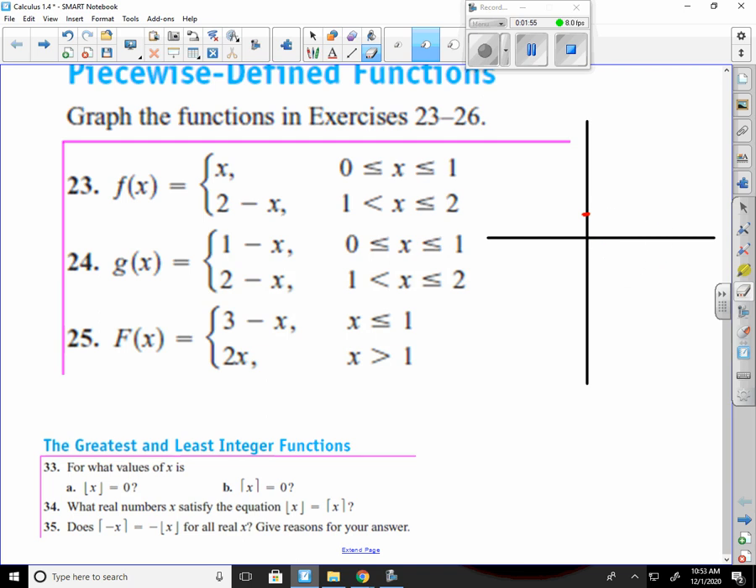Number 24, I had 1 minus x when it's between 0 and 1. So at 0, 1 minus 0 is 1. And 1 minus 1 is 0. So I'm drawing a line going down like this. Then at 2 minus x at 1, that would be 2 minus 1, which would be 1 again. So it starts up here. We're going to have an open dot. And it's going to come right back down to 0 with a closed dot.